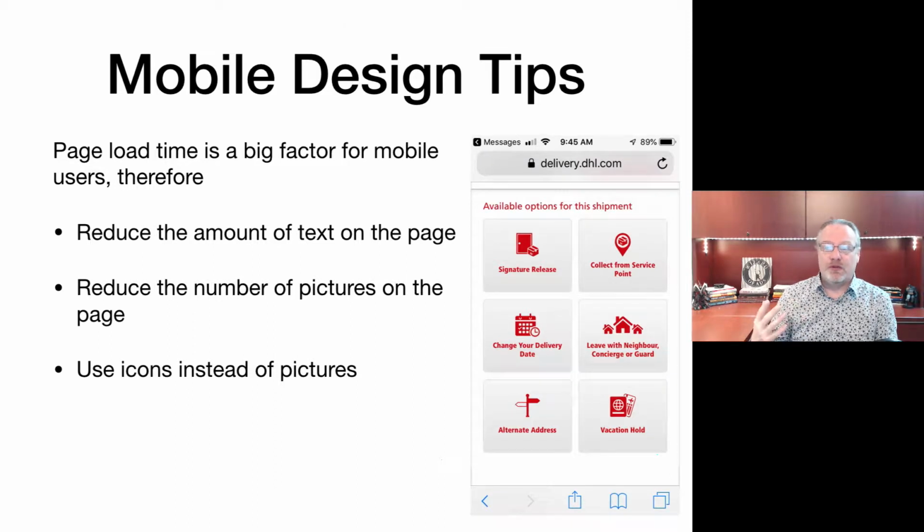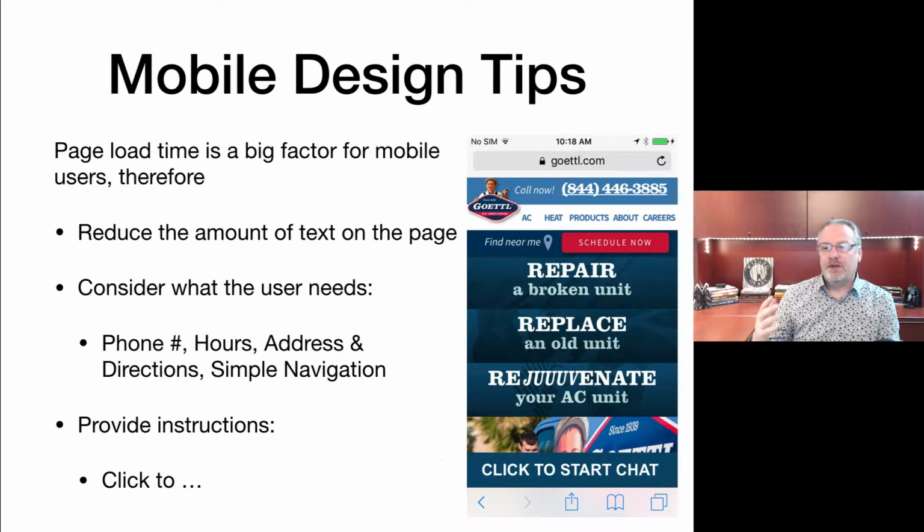Now, I had a great mobile experience with DHL recently, and that's why their site's highlighted here. Look at the nice buttons: sign for the release, change your delivery date, leave with a neighborhood concierge or guard, vacation hold, alternate address. These are great buttons, good icons, clear and simple, and fast to load. So again, reduce the amount of text on the page. I talked about using buttons.